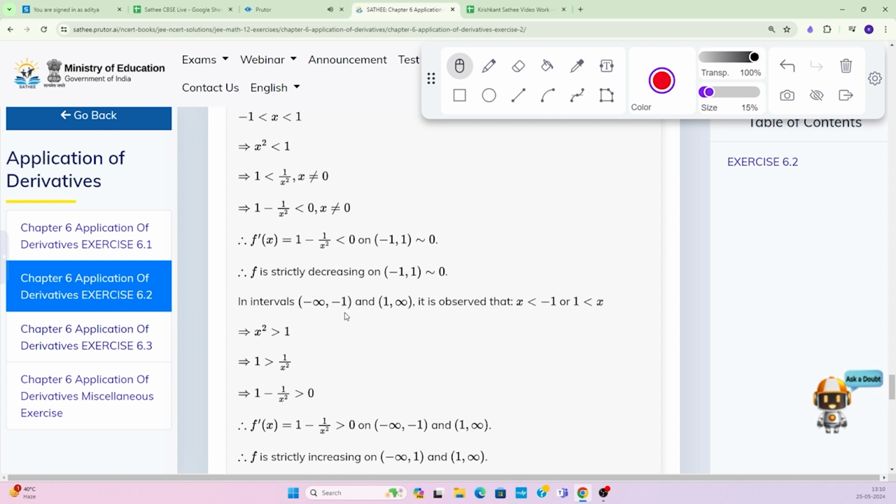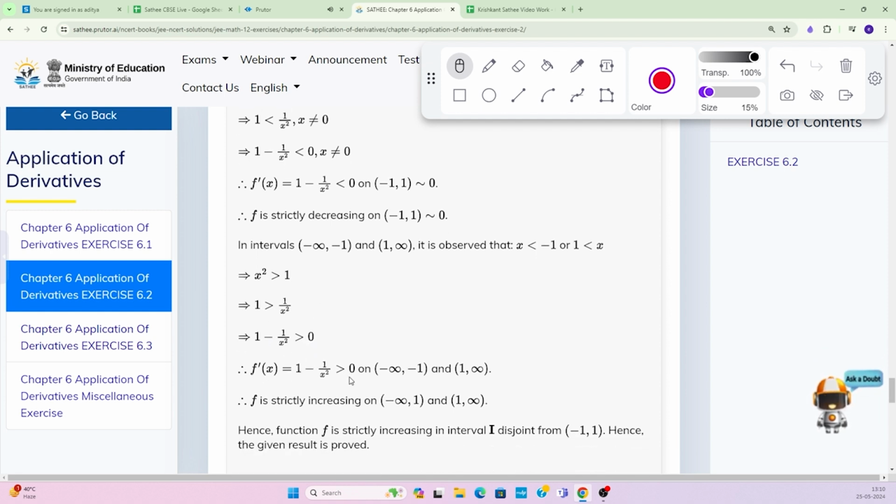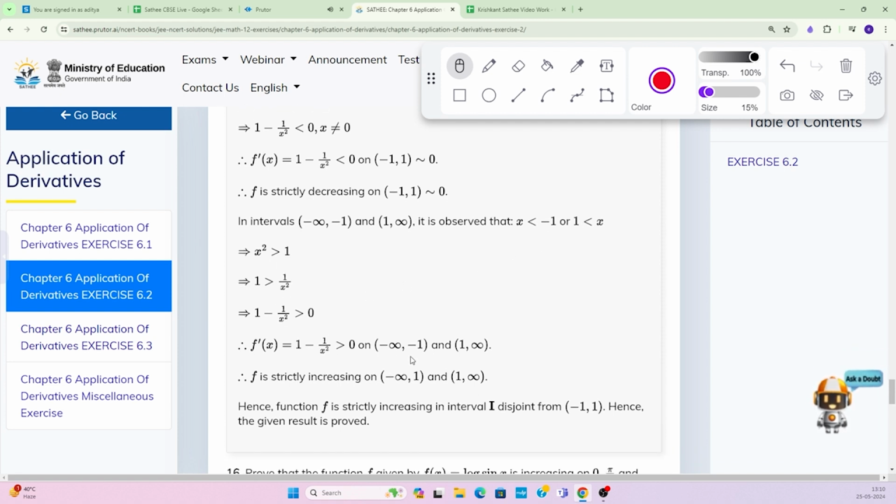What about minus infinity to -1 and 1 to infinity? Observe that if x is less than -1, x square is strictly greater than 1. This means 1 minus 1 by x square will be positive, so f dash x will be strictly greater than 0. The same case happens for x greater than 1, where x square is still greater than 1. So in both of these intervals my function is increasing.